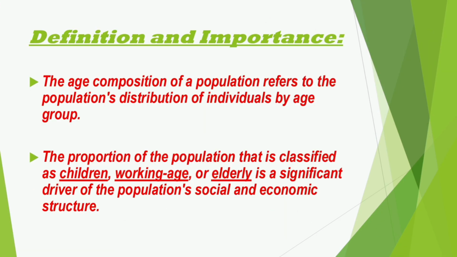Age composition simply means how a population is distributed across different age groups. In other words, how many children, working age adults, and older people live in a place. The distribution matters a lot because it shapes economic activity, social behavior, migration, and public services like schools and hospitals.